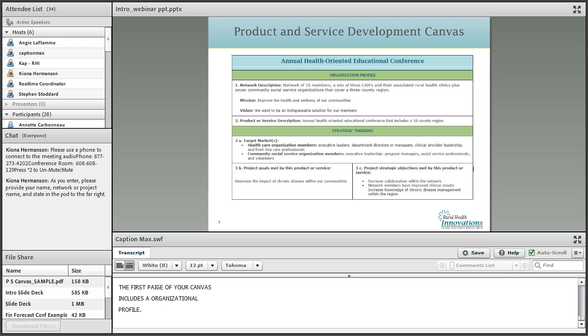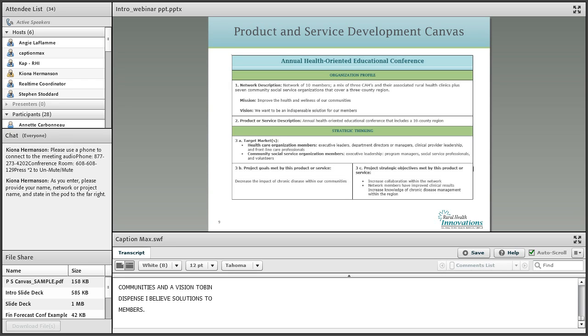For our sample, again, we're considering the annual educational conference that a network is putting on. The network that we're referring to, we're assuming 10 members, a mix of 3 CAUs and their associated rural health clinics, plus 7 community social service organizations that are members, and that the network covers a 3-county region. The network has a mission to improve the health and wellness of their communities and a vision that they want to be indispensable solutions for their members.